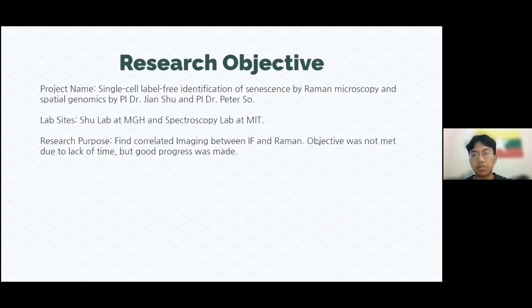And so for my research objective, I was able to assist my PI, Dr. Zhan Shu, and my other PI, Dr. Peter So, on their project on single cell and label-free identification of senescence by Raman microscopy and by spatial genomics. And my two lab sites were the Shu Lab at MGH and the Spectroscopy Lab at MIT.